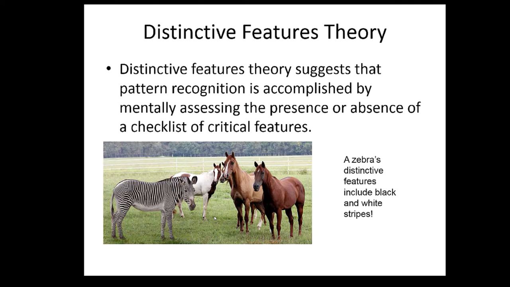And so in the case of an animal like a zebra, it's kind of obvious what the distinctive feature is, right? The zebra's distinctive feature is probably the black and white stripes that it has that definitely distinguish it from other similar types of mammals. And so that's a nice way, I think, of trying to remember distinctive features theory, is to remember the zebra and its distinctive black and white stripes and kind of connect that then to the essence of that theory.